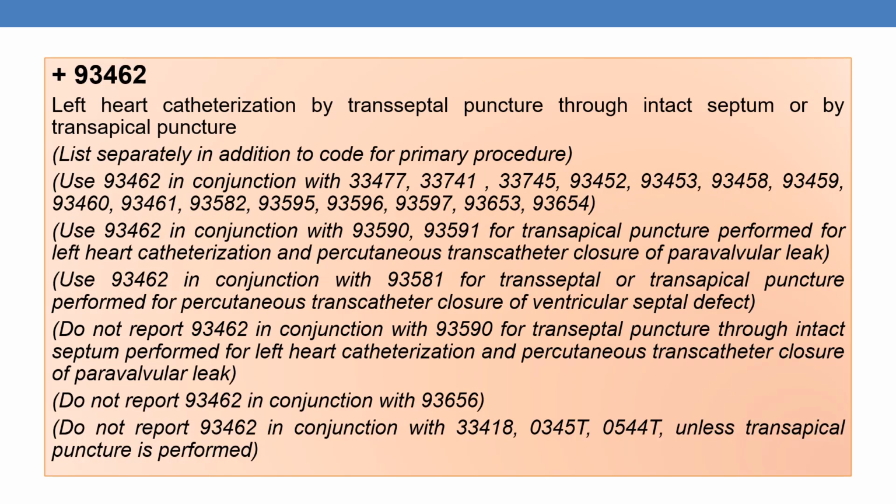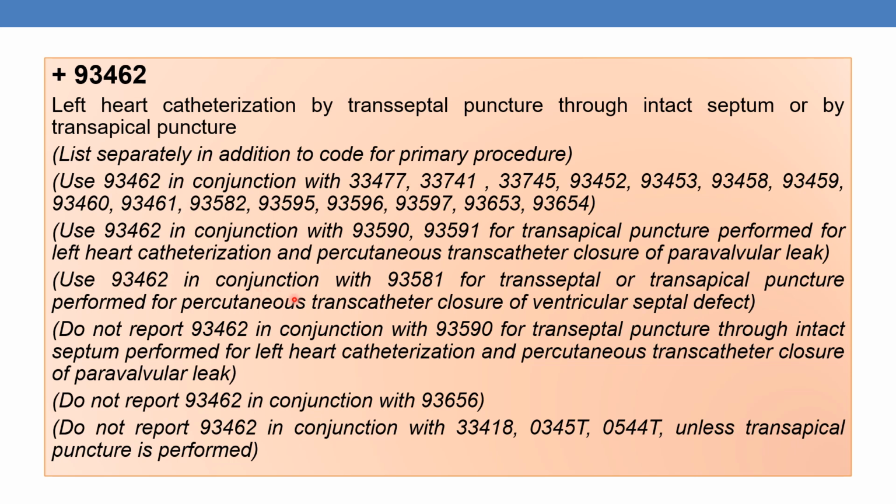The next is an add-on code, plus 93462. Left heart catheterization by transseptal puncture through intact septum or by transapical puncture. This is an add-on code and must be reported in addition to the primary procedure code. And this can be used in conjunction with the following set of codes: 33477, 93454 to 93461, 93590 to 93591.